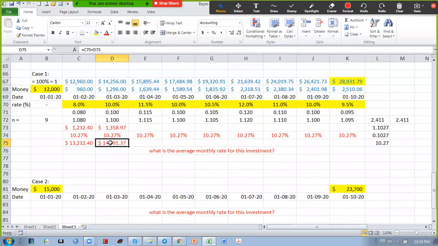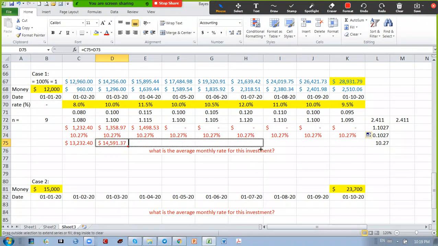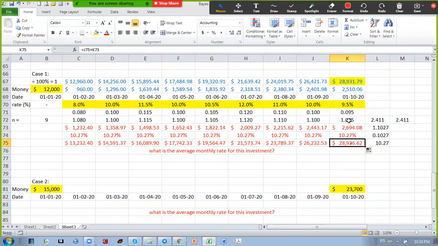How about this one? Do the same way. Let's say, yes, same. Yes, almost the same. Using average, I got 28,926. This is 31. The actual is bigger than the average. Okay, this is in terms of using actual. This is in terms of average.